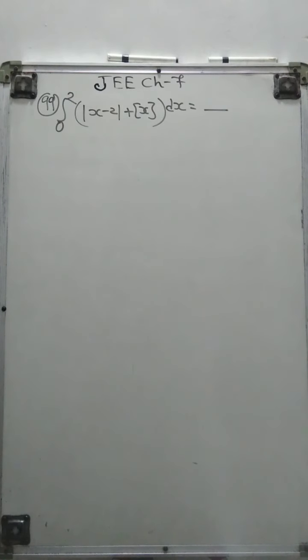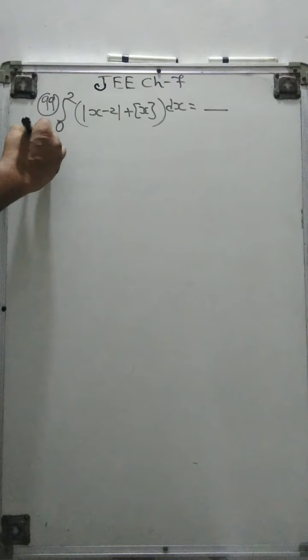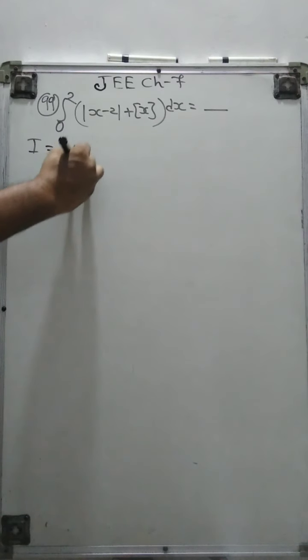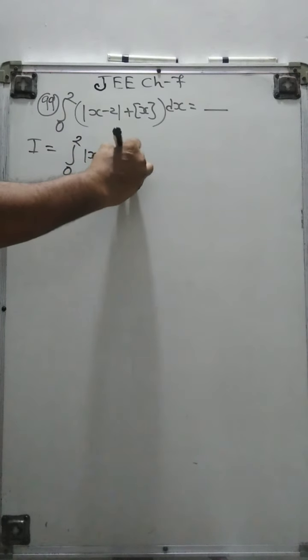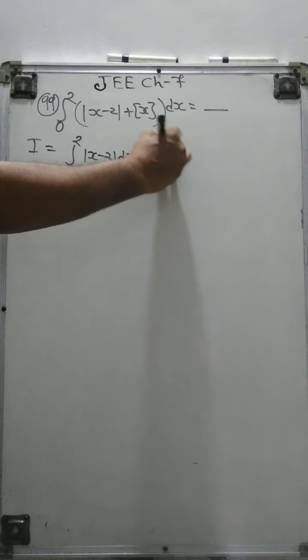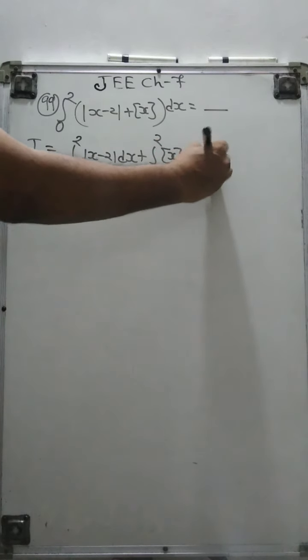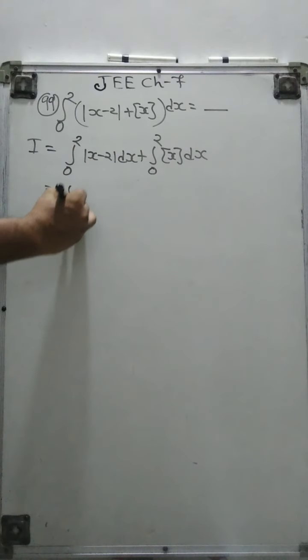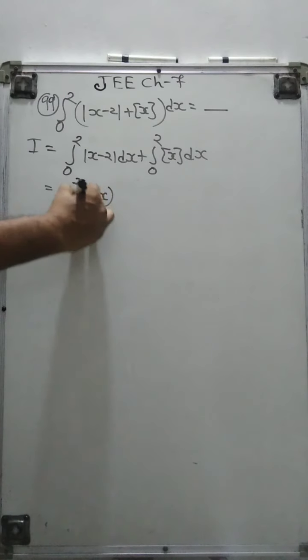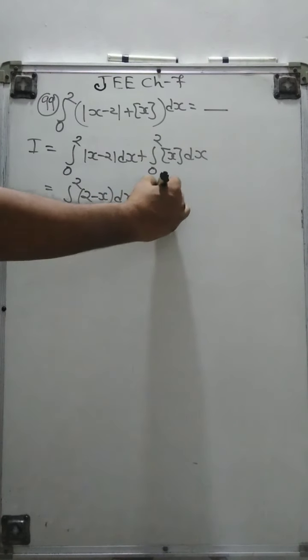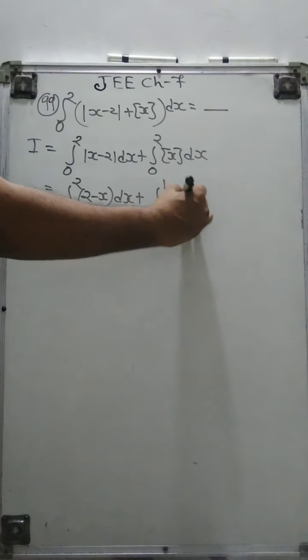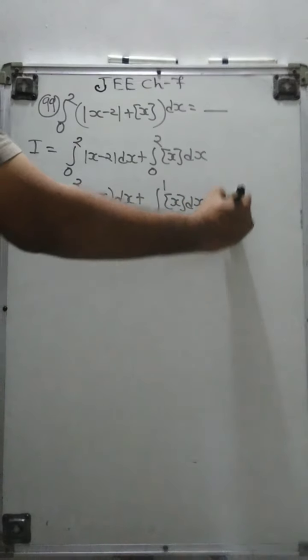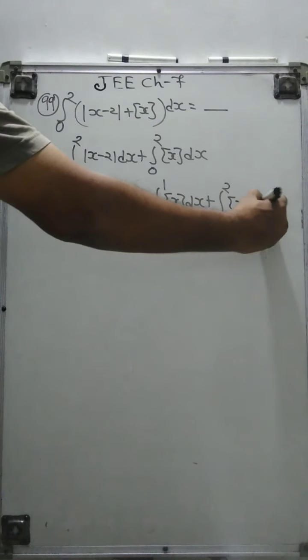Next sum 99. Integration from 0 to 2 of mod x minus 2 plus box x dx is equal to dash. So here we take the separate integration: mod x minus 2 dx plus integration from 0 to 2 of box x dx. So from 0 to 2 this becomes negative. So integration from 0 to 2 this is 2 minus x dx. Plus here we take two parts: 0 to 1 box x dx plus 1 to 2 box x dx.